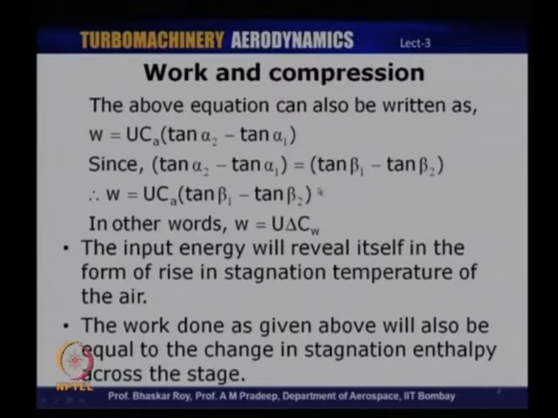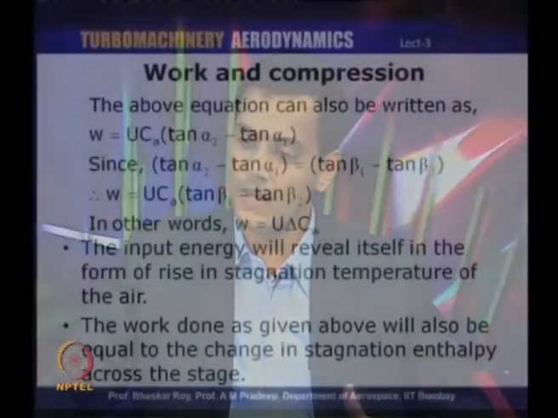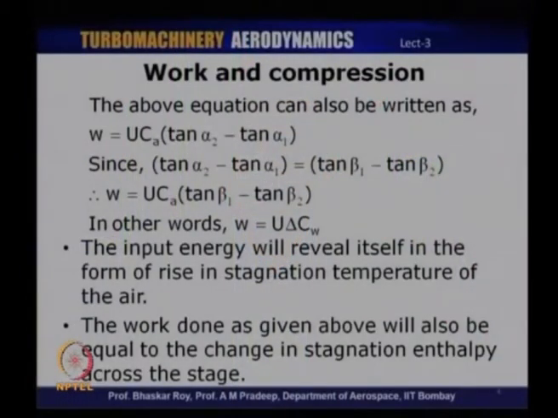So, what we have here is that we can express the net work done as a function of the blade speed as well as the change in the tangential velocity delta Cw. The product of the blade speed and delta Cw will tell us the amount of work that is done on the flow by the rotor blades. And this energy that is added to the flow will reveal itself in the form of an increase in stagnation temperature of the air.